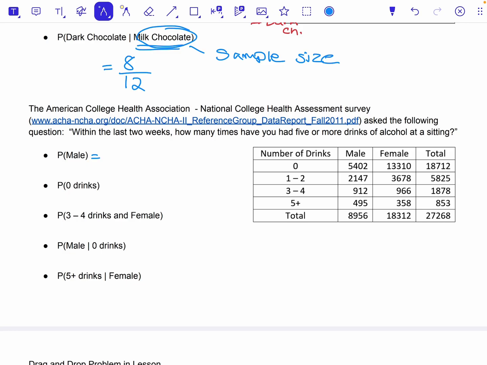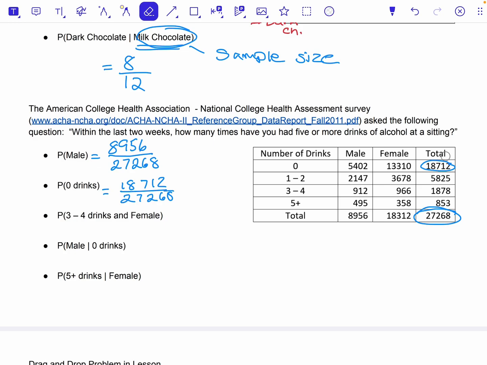All right, so probability that someone is male. Now, with a lot of these, our total is going to be that total sample size. And so for these first few ones, the total number of people who are male in this survey were 8,956 out of the 27,268 who were surveyed. And that's my probability. I could turn that into a decimal, but for now, we're just going to leave it as the fraction. If I then wanted 0 drinks, I would go over to that total number of 0 drinks, and so that would be 18,712. And again, still out of our total 27,268. You're like, okay, makes sense.